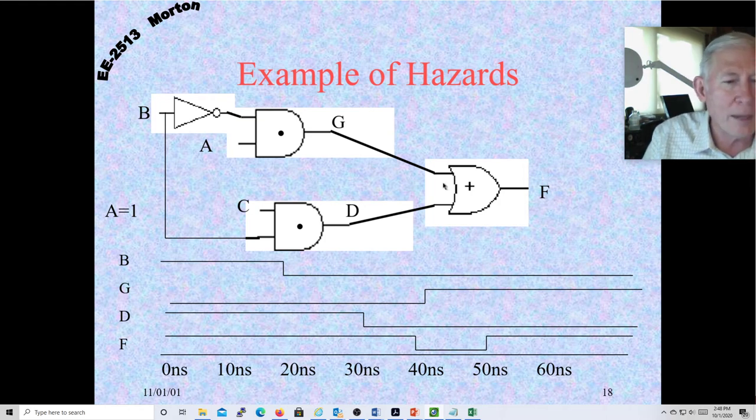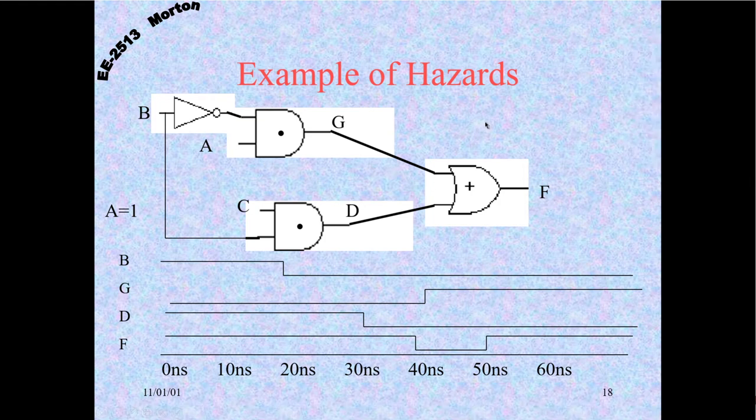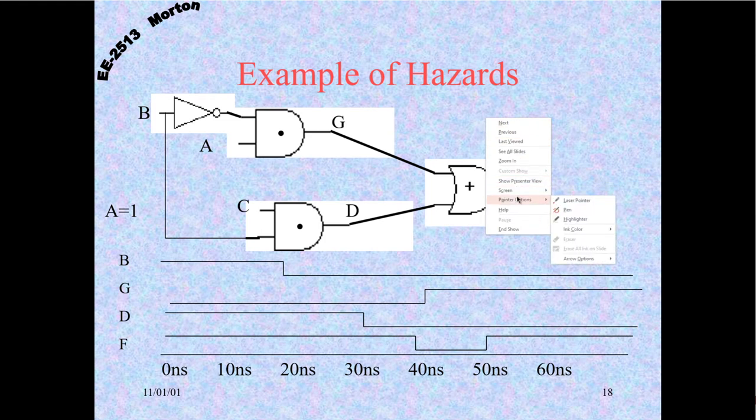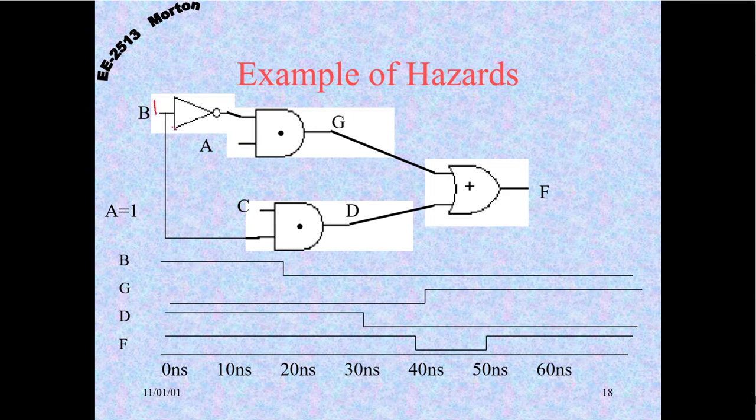Now, what happens when B changes? Maybe I'll draw on this so you guys can actually see this. Okay, so let's say B equals 1, A equals 1, C equals 1. So on this gate, you have a 1 right there. But here, you have a 0 coming out of the inverter. So G is 0, but D is 1. So with a 0 going in here and a 1 going in there, you get a 1 out. Now let's say this changes and B goes to a 0.